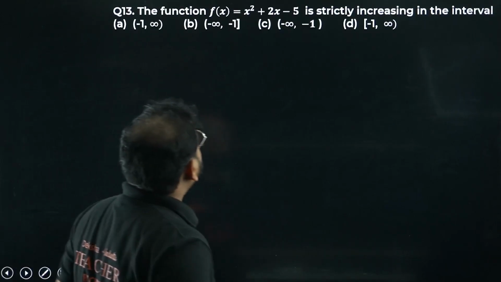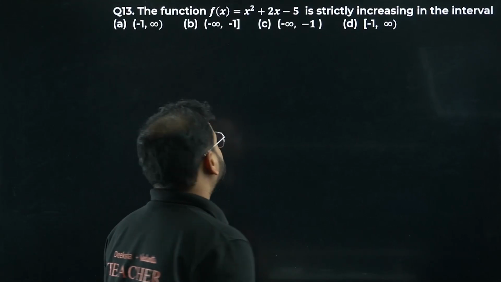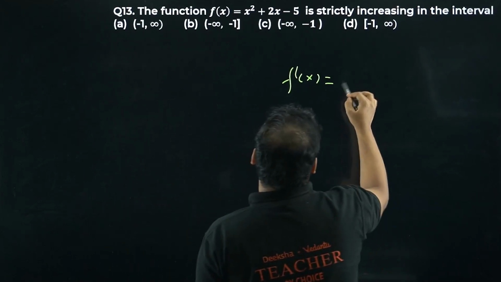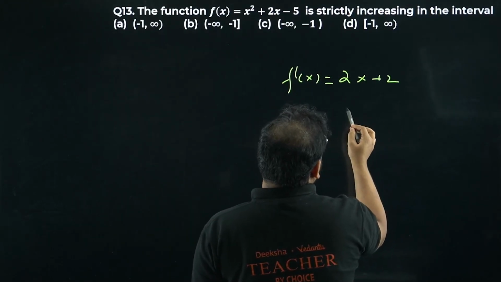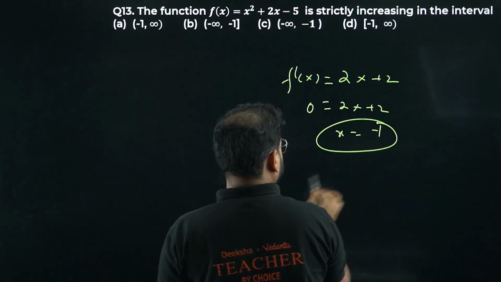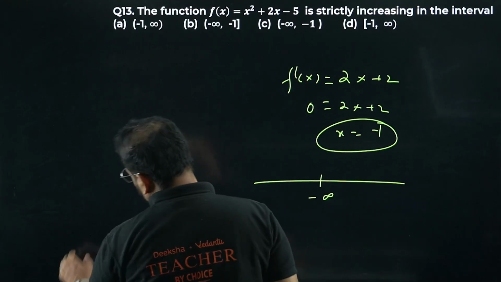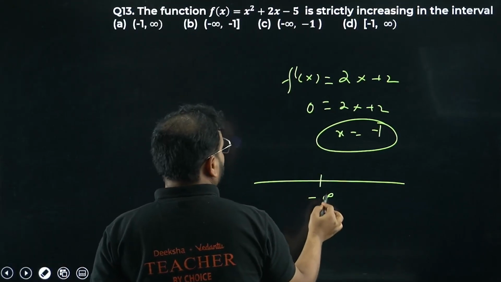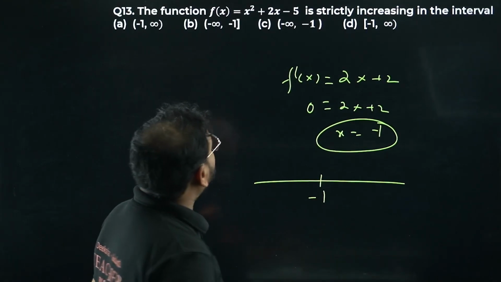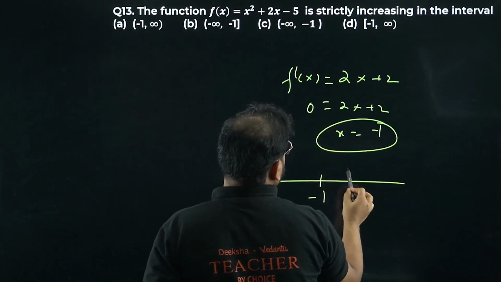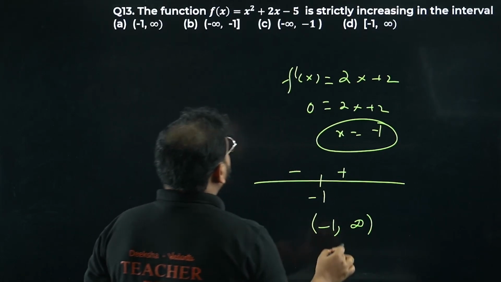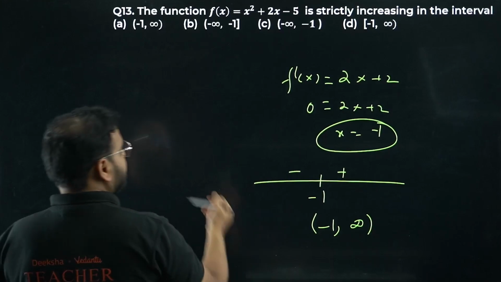13 now. The function given like this is strictly increasing, they're asking. Derivative we will find first to find the value of the critical point. So we get 2x plus 2. Putting this equal to 0, we'll get x equals to minus 1, right? On the number line, minus 1 over here. We're looking for increasing. Coefficient is positive, so plus minus. Increasing means minus 1 to infinity. Option A is right.